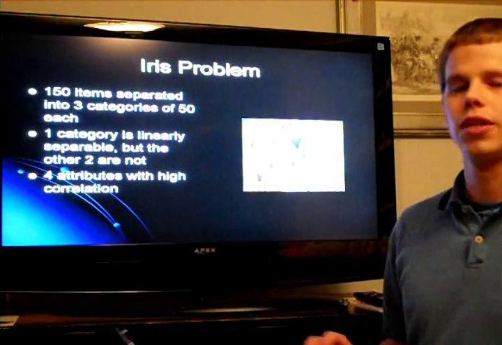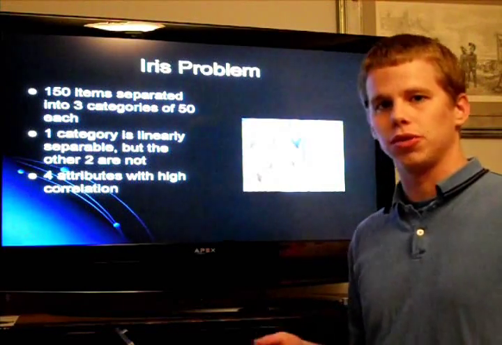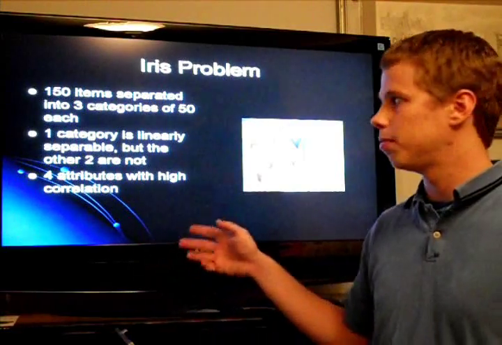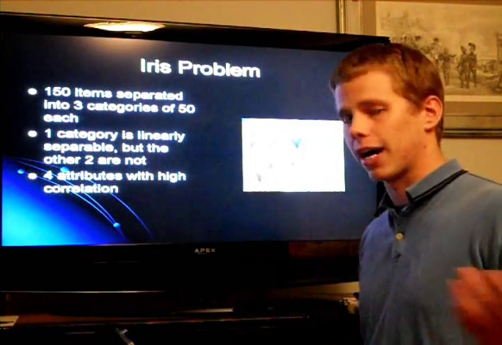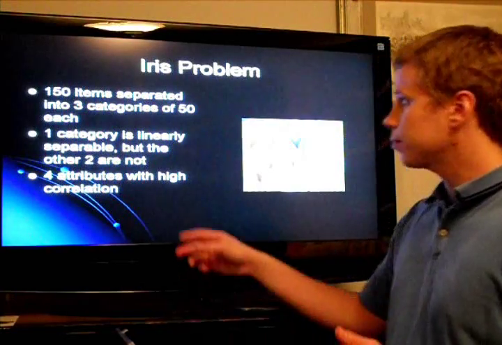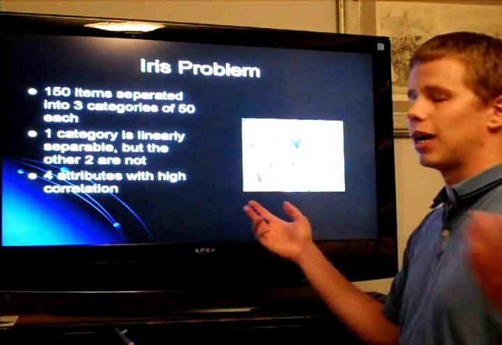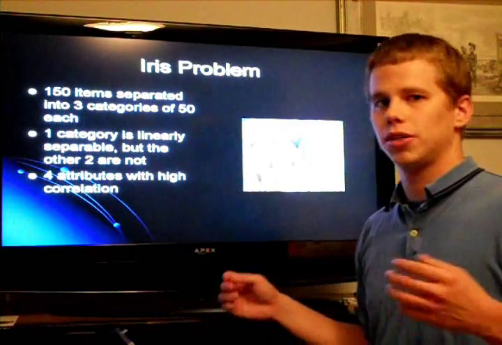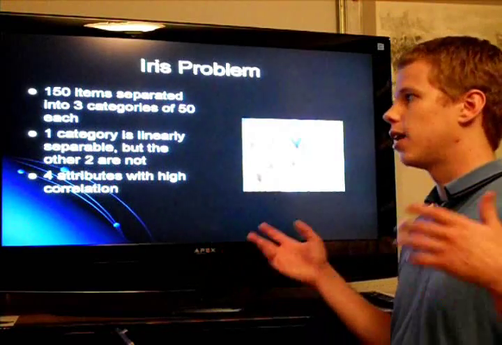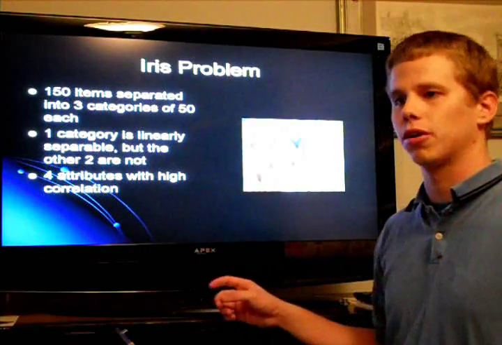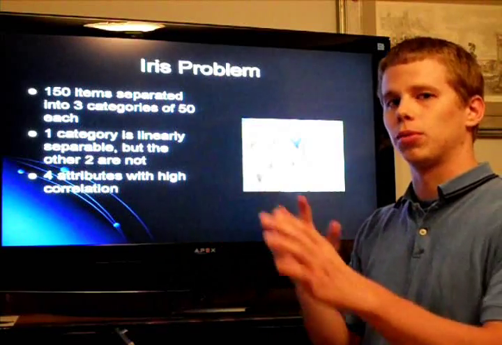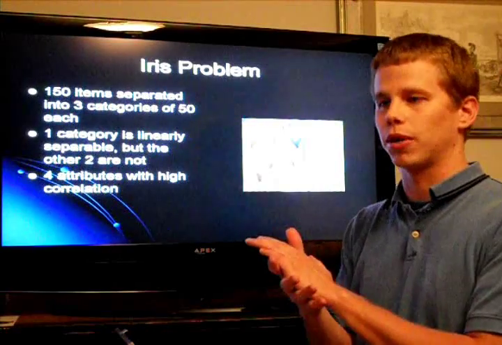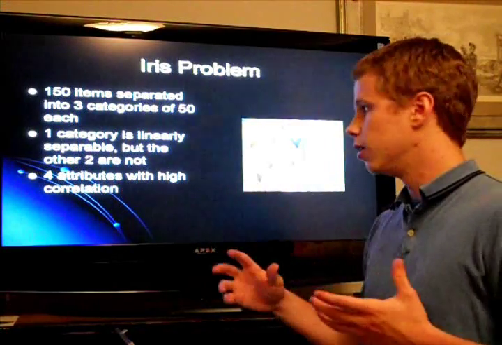So I used this on a couple benchmark problems that I got from the UCI machine learning repository. This is the most popular one. You have probably seen this before. It's called the iris. It's 150 items, or irises, more precisely iris species, separated into 3 different categories of 50 irises each. Now one category is linearly separable from the other 2. However, the other 2 cannot be separated. They're kind of stuck together.